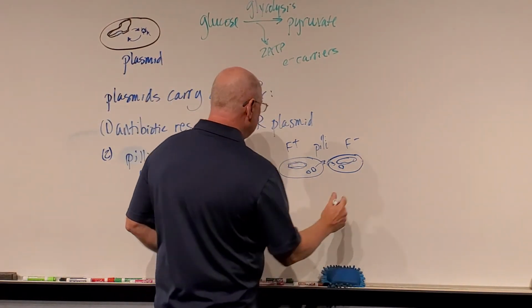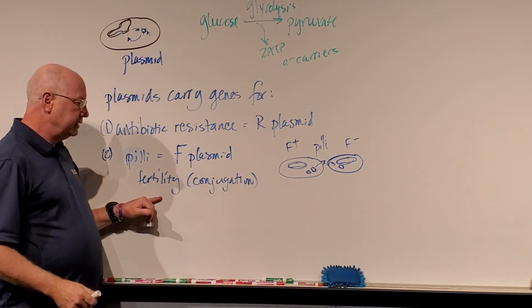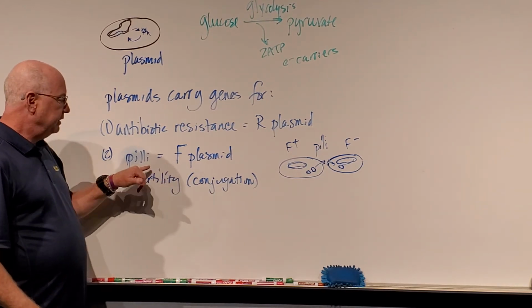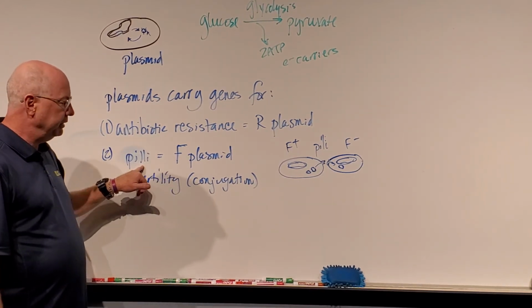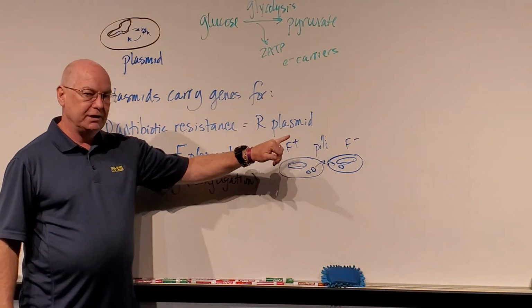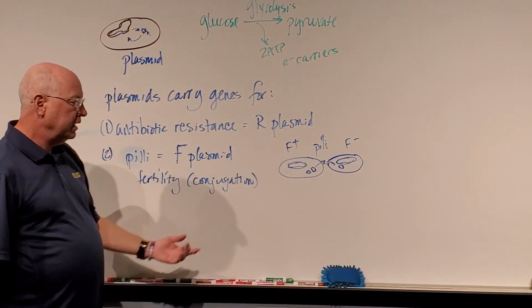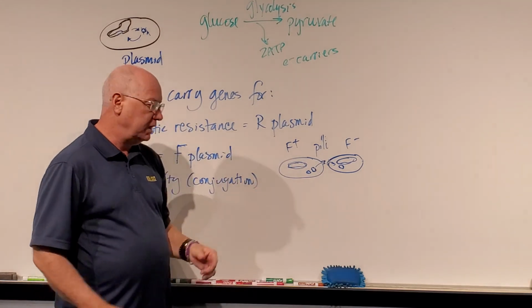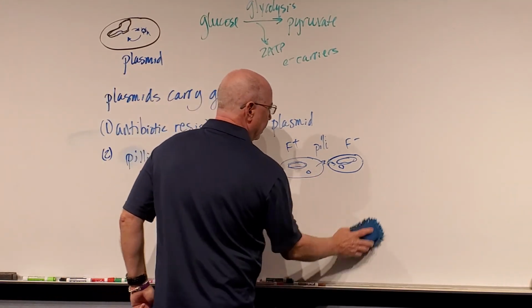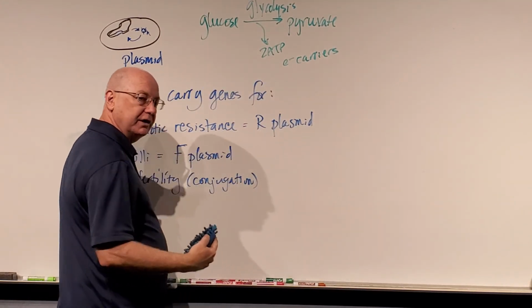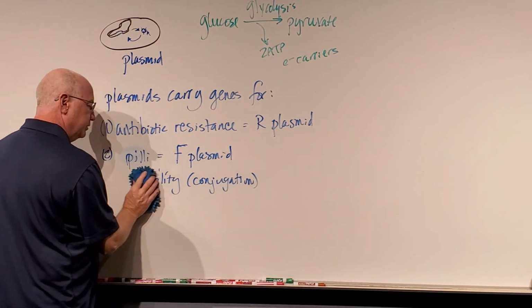So when we talk about the fertility plasmid or the F plasmid, they code for genes that form a pili and allow the transfer of plasmid from one bacterium to another. That's the closest that bacteria get to having sex. So we call that conjugation. You can think of like conjugal visits in a prison.